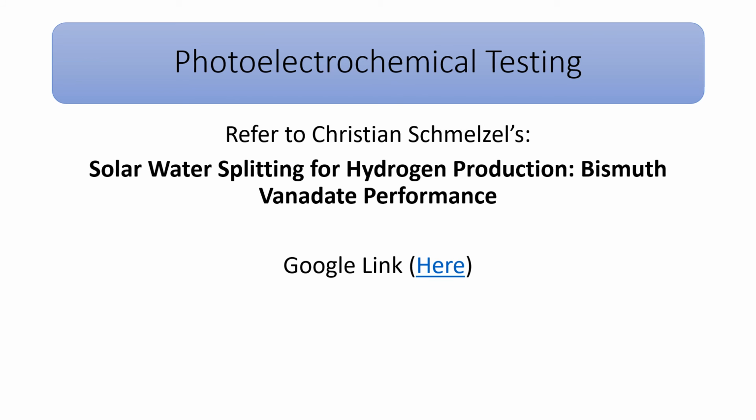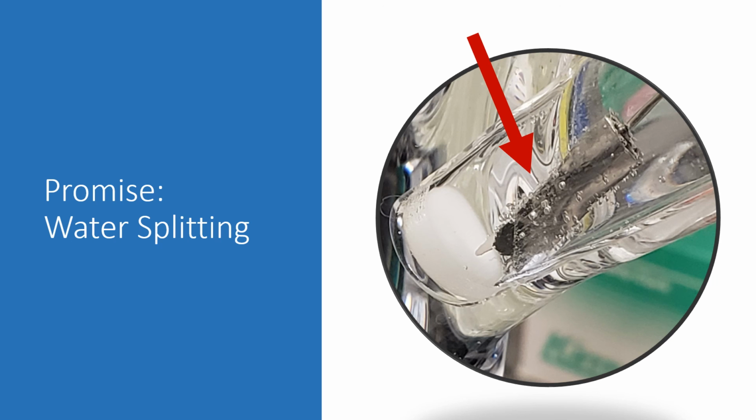The next part of our research was testing the bismuth vanadate films in a photoelectrochemical environment. I won't be talking about it in this presentation, but please refer to my research partner's poster by clicking on this Google link. By the end of this photoelectrochemical testing, we witnessed hydrogen bubbles being produced at the cathode, as you can see there, and with only UV light as the input. This really offers promise to the future in this field, and we really look forward to utilizing bismuth vanadate's potential.